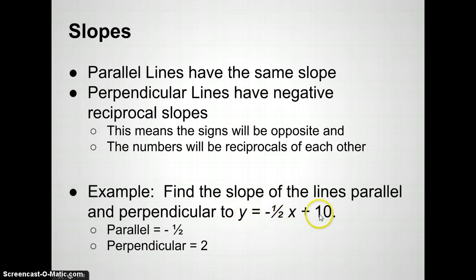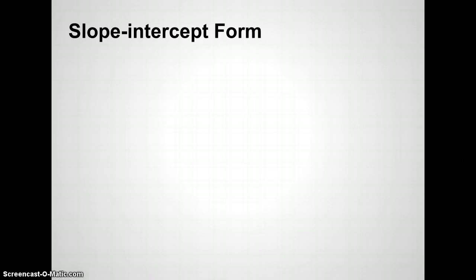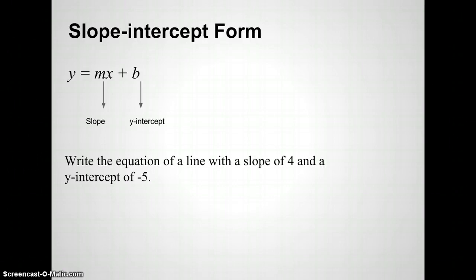This is slope-intercept form, which you probably remember from algebra: y equals mx plus b. The m represents the slope. The b represents the y-intercept. Remember, this is the point where the line is going to cross the y-axis. So if we have an example, write the equation of a line with a slope of 4 and a y-intercept of -5. I'm still going to have the y, I'm still going to have the x. All I'm going to do is replace the m with the slope and the b with the y-intercept. And I get y equals 4x minus 5.